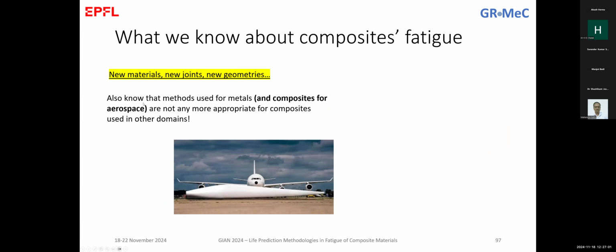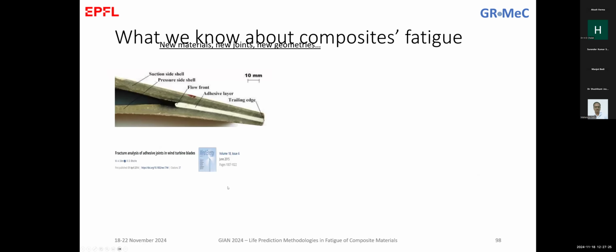So composite materials give the potential, if you like, or the freedom for new geometries and new joints. So we know now that we have to address the phenomenon of fatigue differently because we have different materials, different joints, different types of connections and different geometries. And this is what is visualized here when we have a very thick adhesive joint.